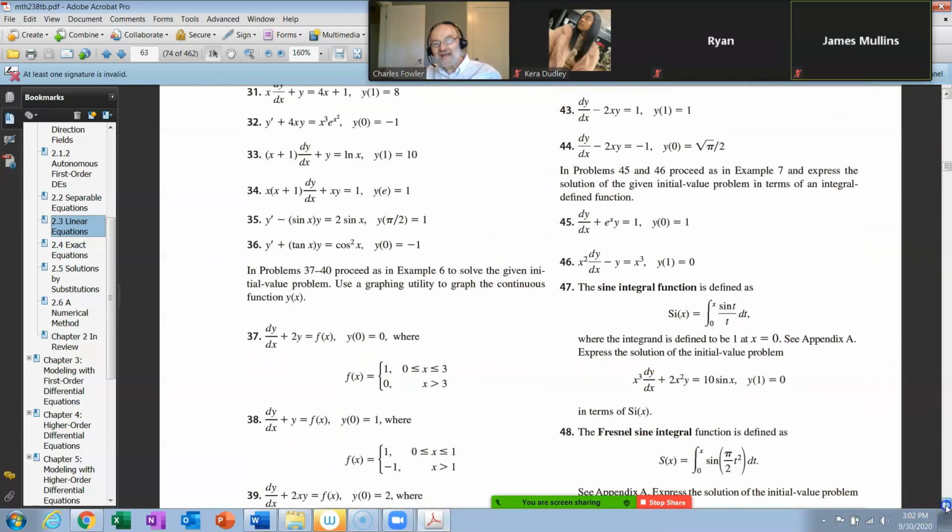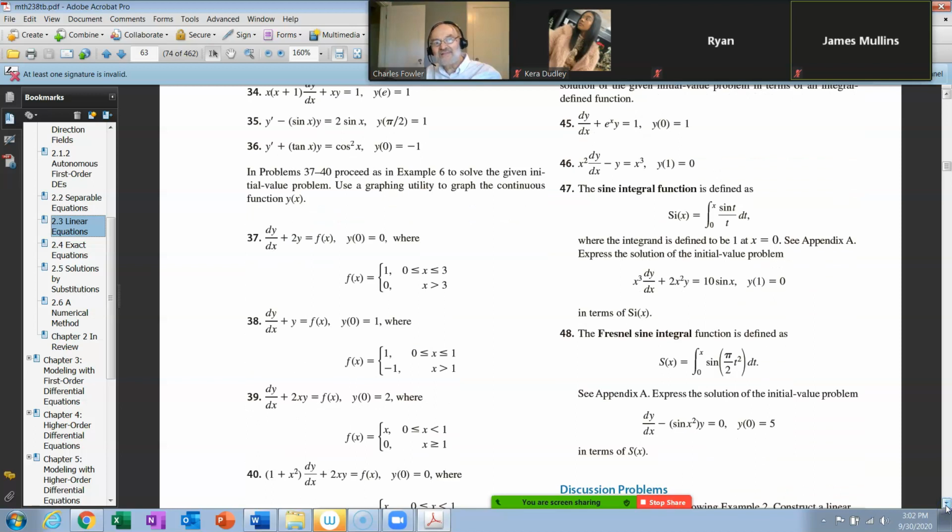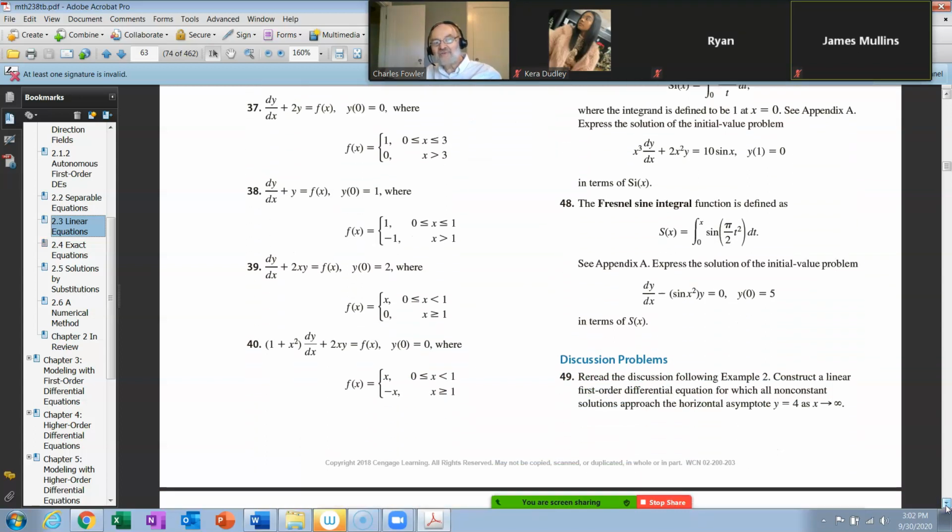Then remember the sine integral function, 47, and you don't need to do 48, but that's where the fractional sine integral function is mentioned. After that, there are discussion problems. If any of those have answers in the back of the book, you can go look through those as well. Most of the time, the discussion problems do not, but check them out and see if they do.